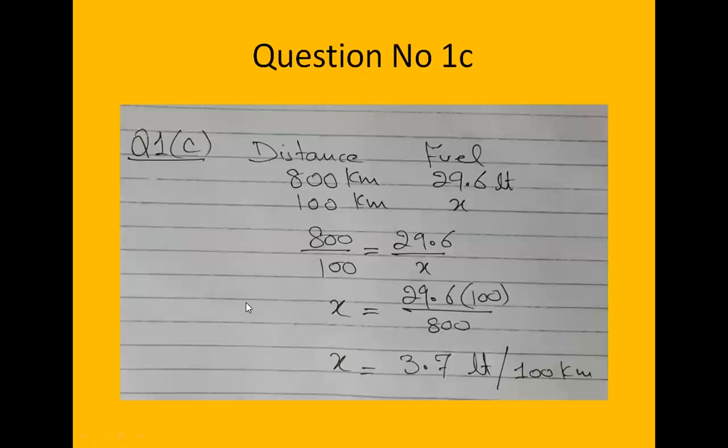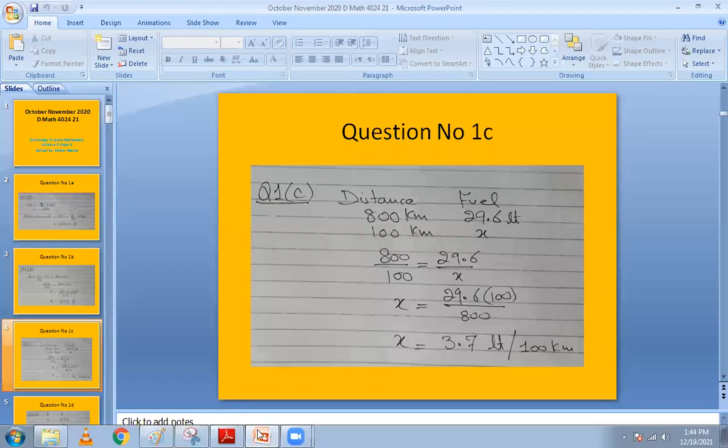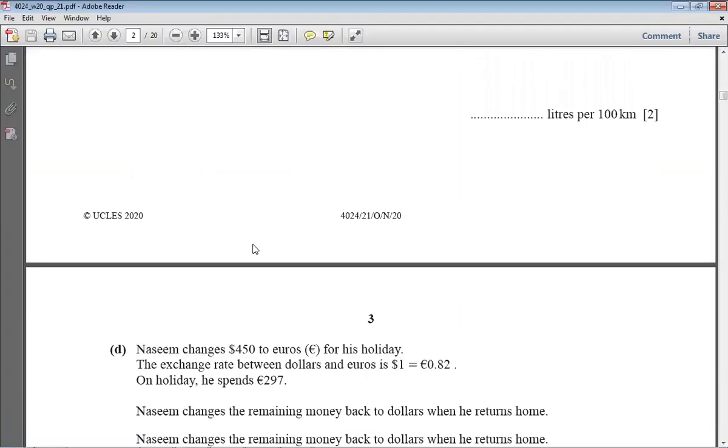So in your calculator, you will write 29.6 multiply 100 divided by 800 equals to, and that will be 3.7 liters. This much liter fuel is needed for 100 kilometers. So hopefully you understand. That's the question number 1C part. Okay, so let's go to the next part.